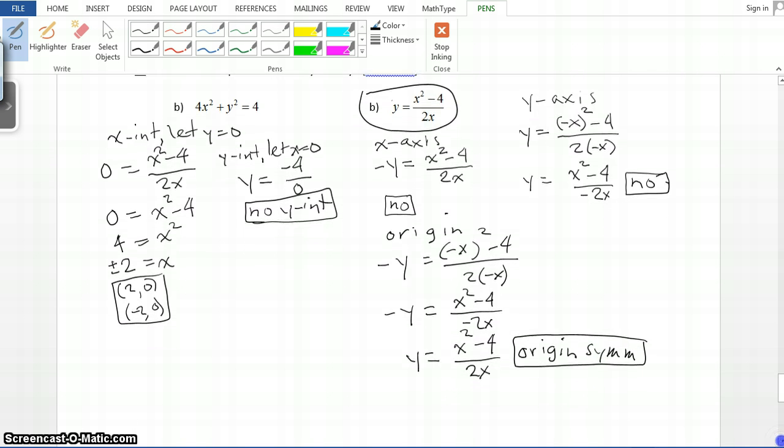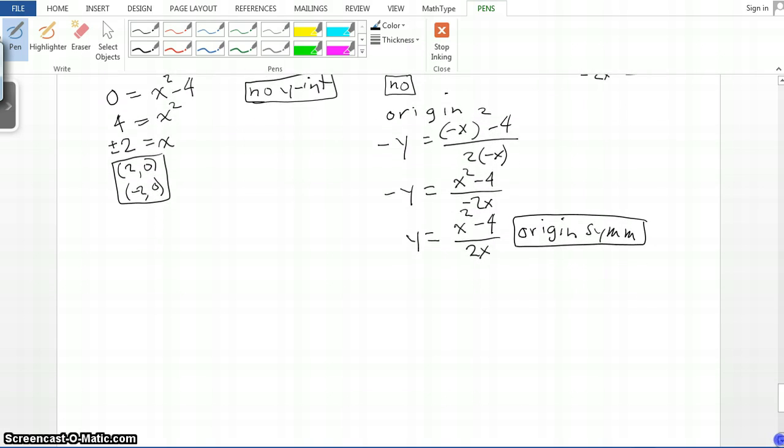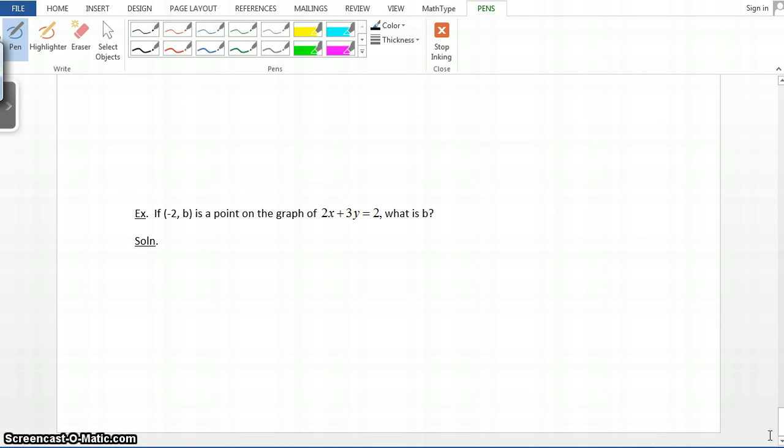Alright, I do have one more example down here. Getting to it, here it is. Alright, clear at the bottom. This says if this point, negative 2 comma b, is a point on the graph of this equation, the question is, okay, what is b? Find out what number b is. So to do that, remember, if I know that this is a point that lies on the graph, then it has to satisfy this. So if I plug negative 2 in for x and b in for y, then I could solve and see what b is.